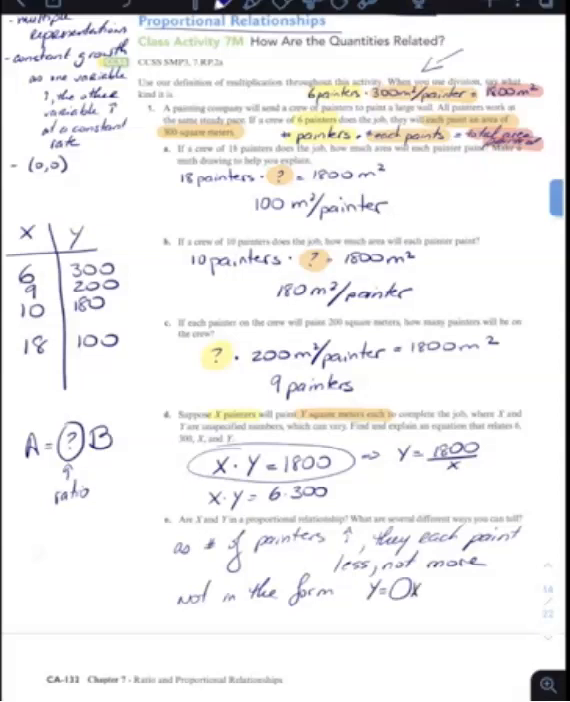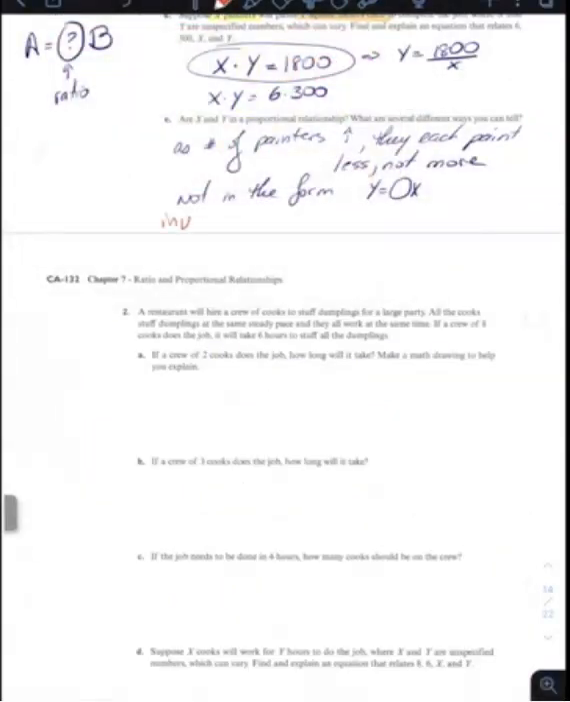You can also try to find that with a double number line, and you can think of lots of different ways to explain why this is not a proportional relationship. Now, if 0 painters are painting, how do they paint 1,800 square meters? Because the 1,800 square meters is still there. They need to paint that area. In fact, it's an inversely proportional relationship. Okay, where one increases, the other decreases.